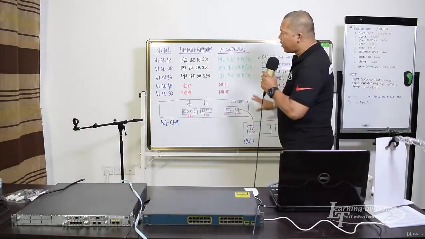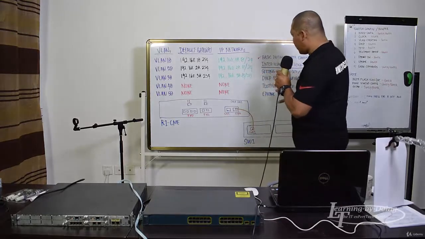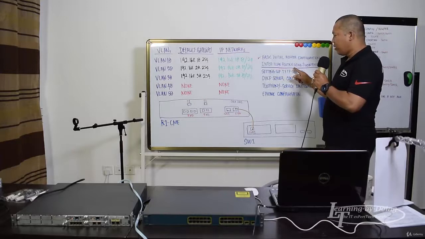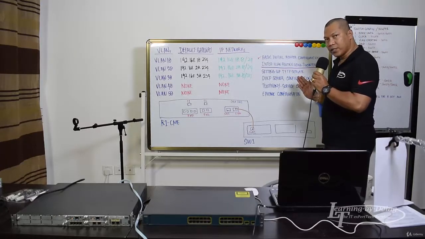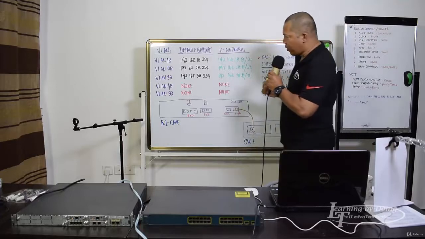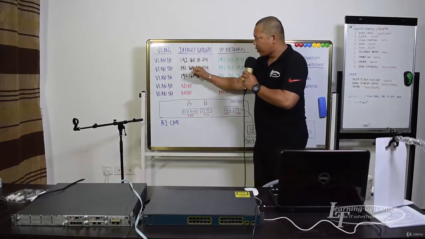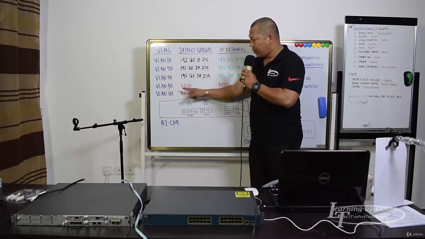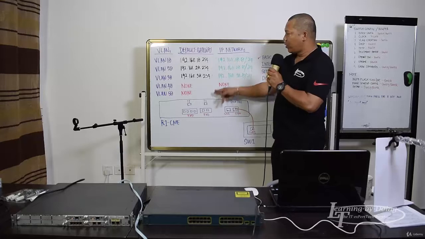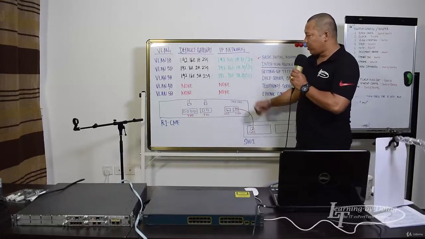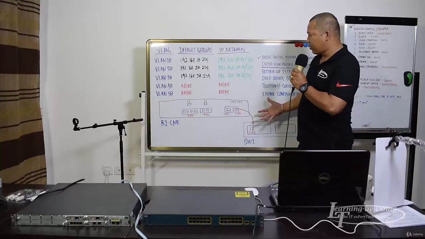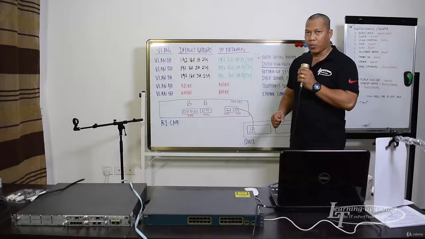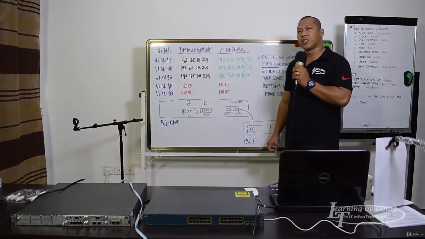And then we will configure our router using inter-VLAN routing with sub-interfaces. Those sub-interfaces will be VLAN 10, VLAN 20, and VLAN 30. VLAN 40 and 50, we don't need to configure them. So this is the very basic topology and configuration for our router and 3560 switch.